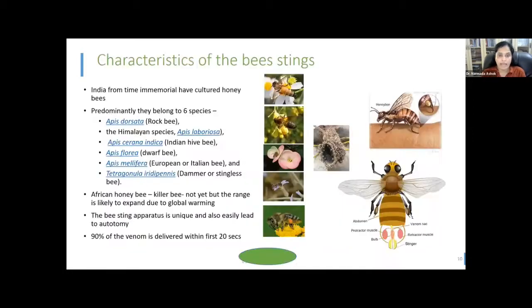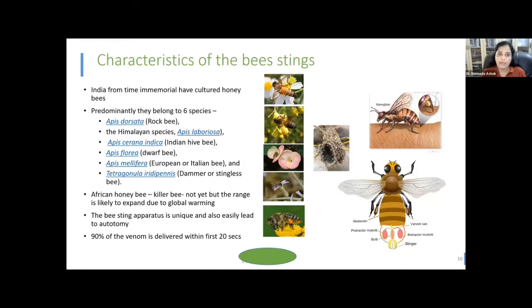And the characteristics of the bee stings in India: luckily, we don't have the terrible African honeybee, which is a sort of killer bee. It was actually a cross between species, and it has spread from Africa to Europe, and it is spreading because of the change in the environment of those countries, and also due to global warming.